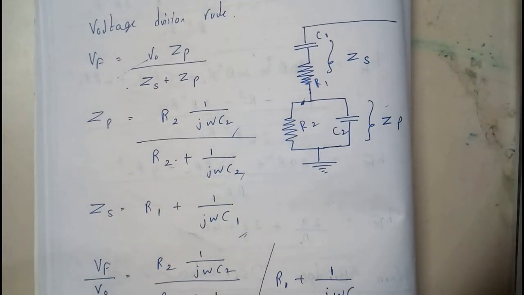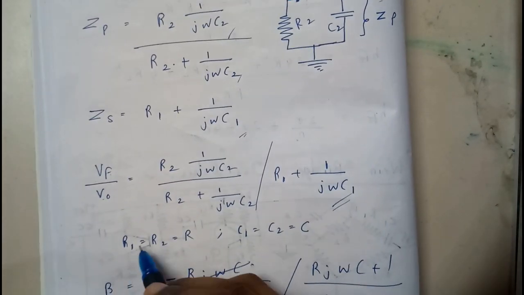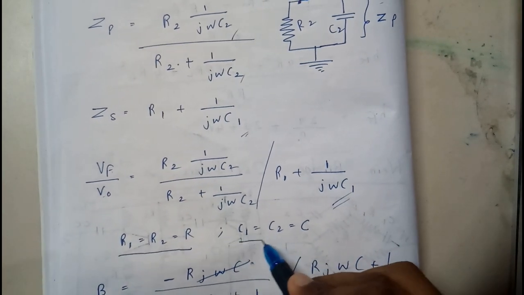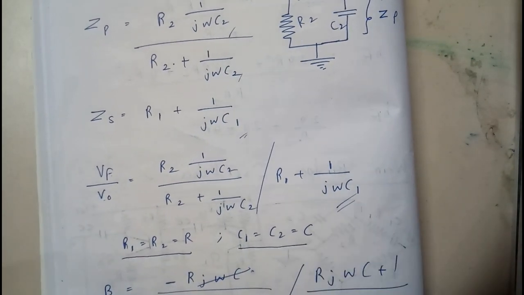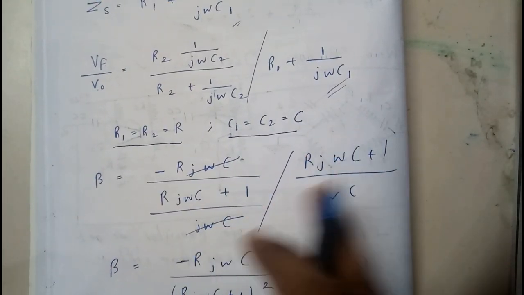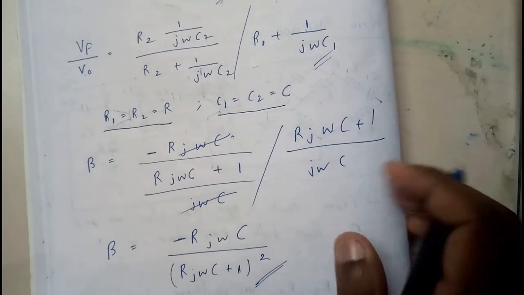Now the game starts. We substituted the values. So we got an equation like this. So now let us assume R1 is equal to R2 is equal to R. C1 is equal to C2 is equal to C. So after substituting it, we got something like this. So after many calculations and cancellations, we got an equation like this.